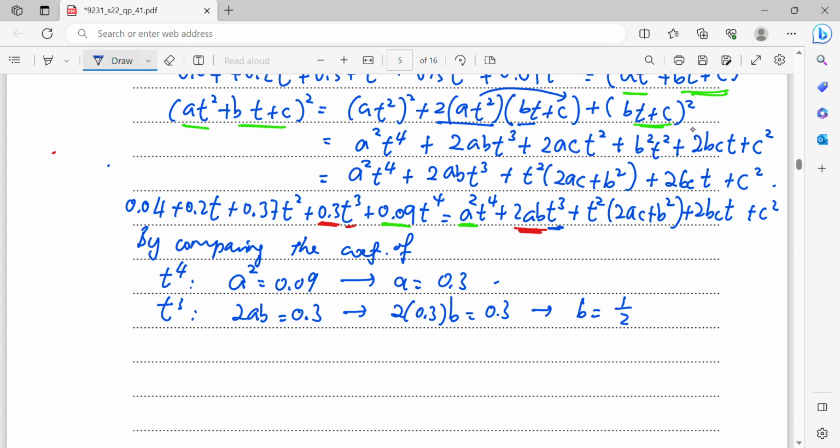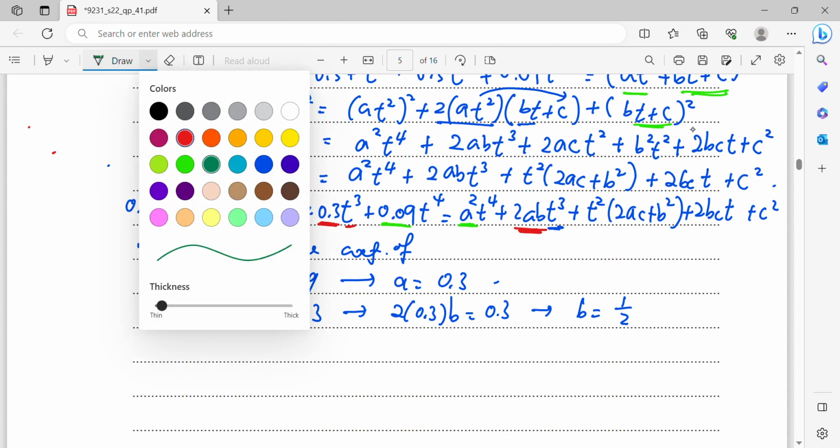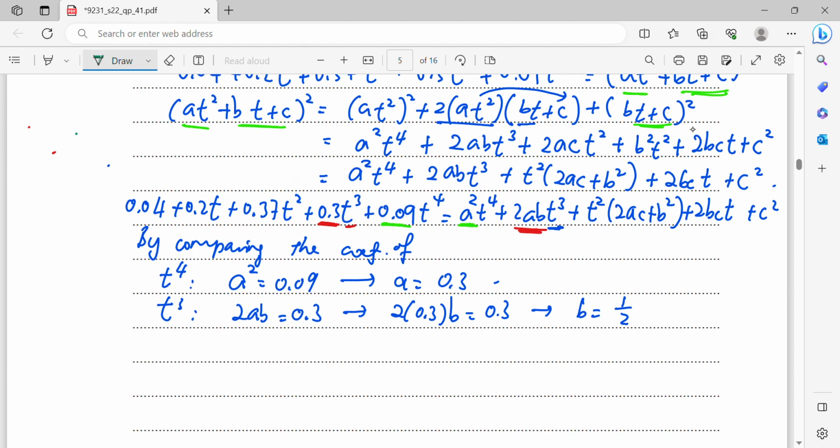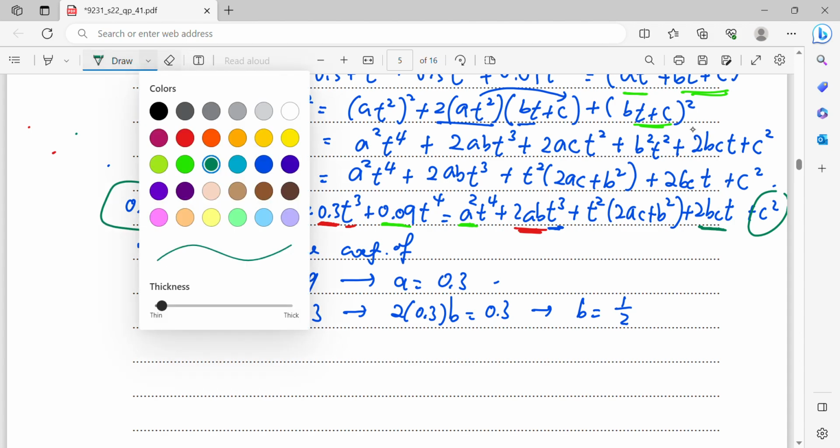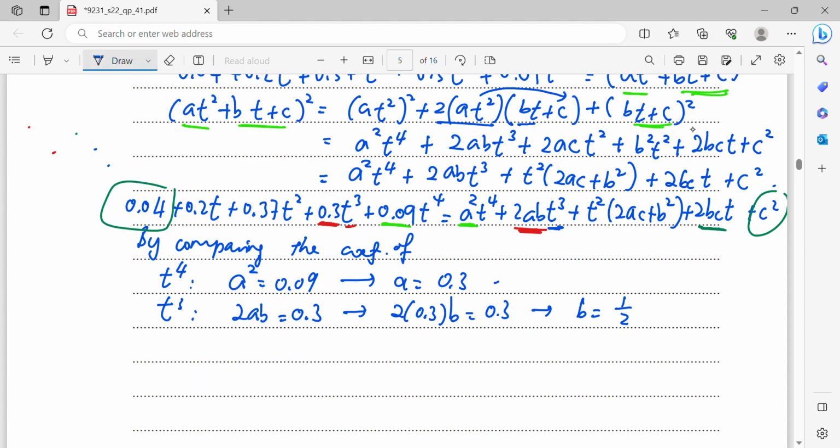So now next is to compare the t. Okay, because now we need to find the c. A, B, C. Or the easiest way is just compare directly the constant to find the c. Right? So now here, I will just write constant. So c squared equals 0.04, which means my c is going to be 0.2.